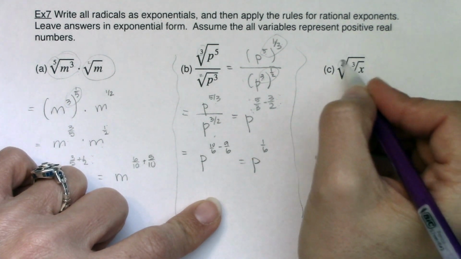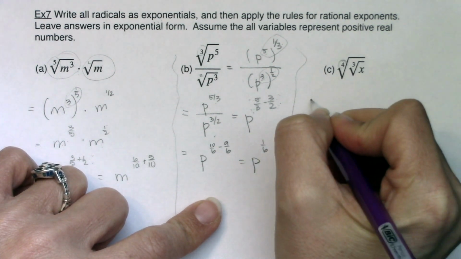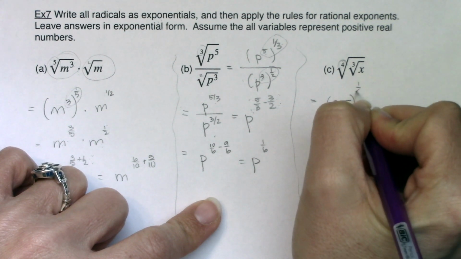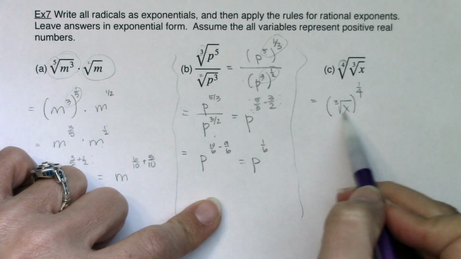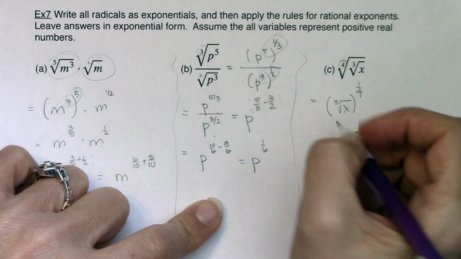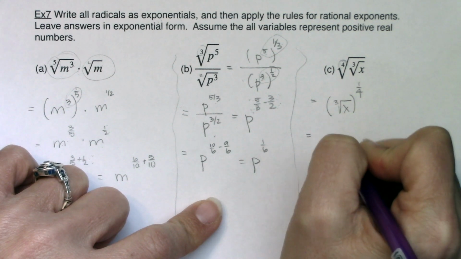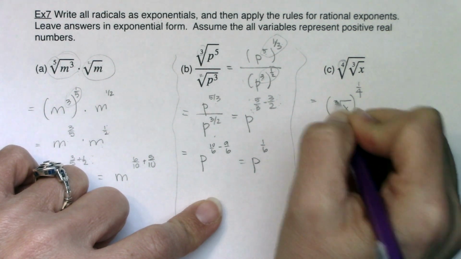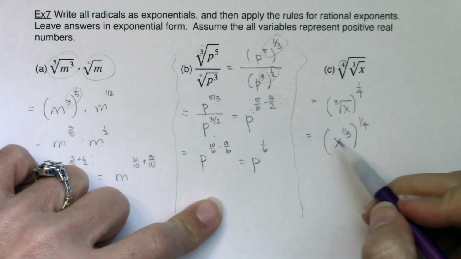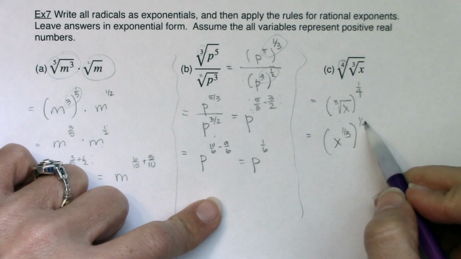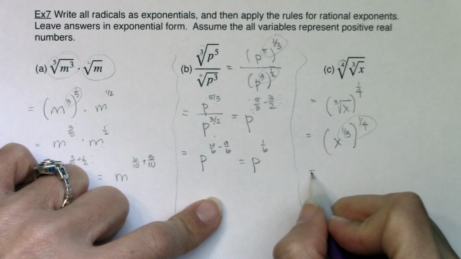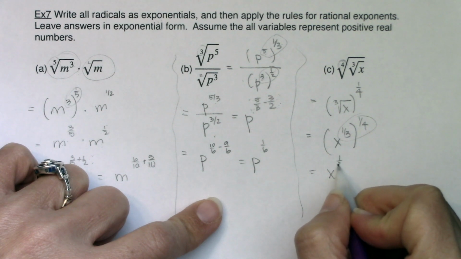All right, so let's try this one. I'm going to start outermost. I've got a 4th root. So this is going to be my radicand, the cube root of x, raised to the 1/4. Now I want to rewrite the term in the parentheses with the rational exponent. My radicand is x, it's raised to the 1/3 because it's a cube root. And then that whole thing is raised to the 1/4, because I had the fourth root of a cube root. But again, power to a power, multiply the exponents. So x to the 1/3 times 1/4.